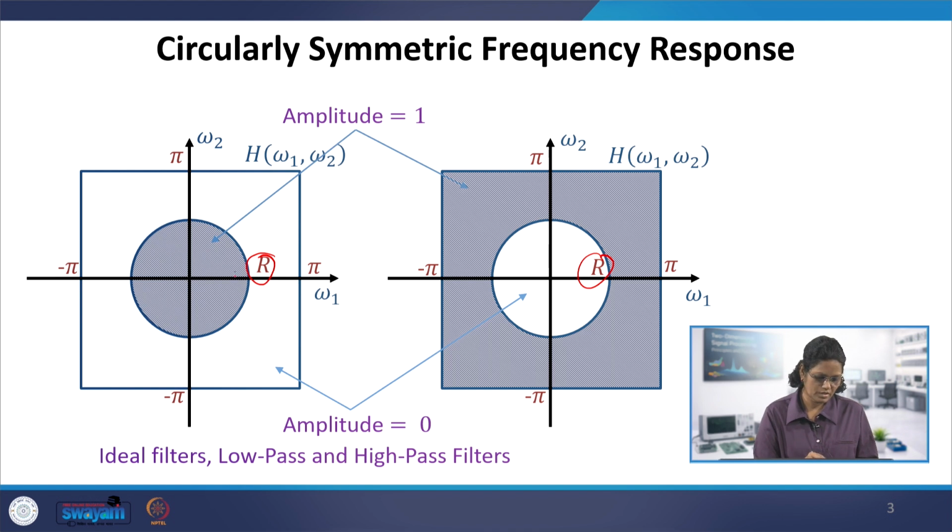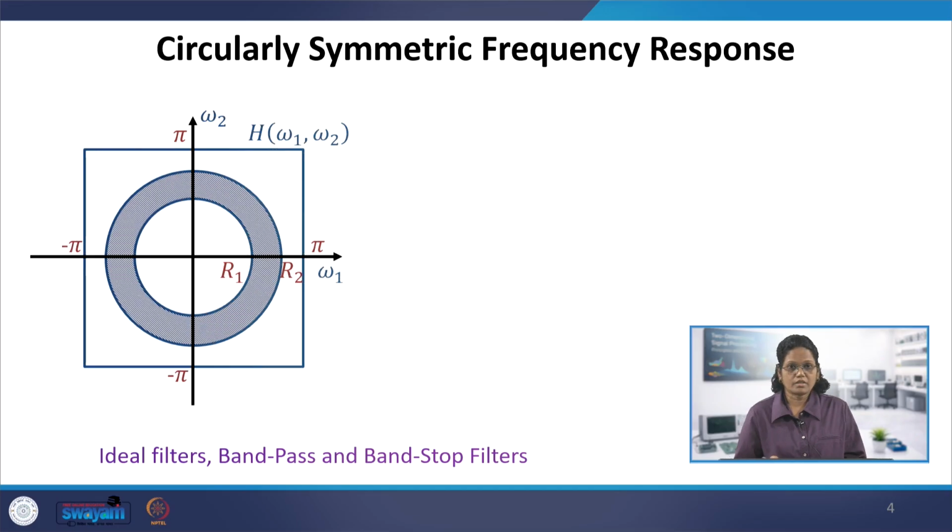You can see the response of omega 1, omega 2 is circular. The cutoff frequency R can be 0.2 pi, 0.1 pi, 0.5 pi, depending on the design. If we take the band pass and band reject structures of the same circularly symmetric type, there are two cutoff frequencies, R1 and R2, for example 0.2 pi and 0.5 pi, or 0.3 and 0.7, and so on. R1 and R2 can be of any value.